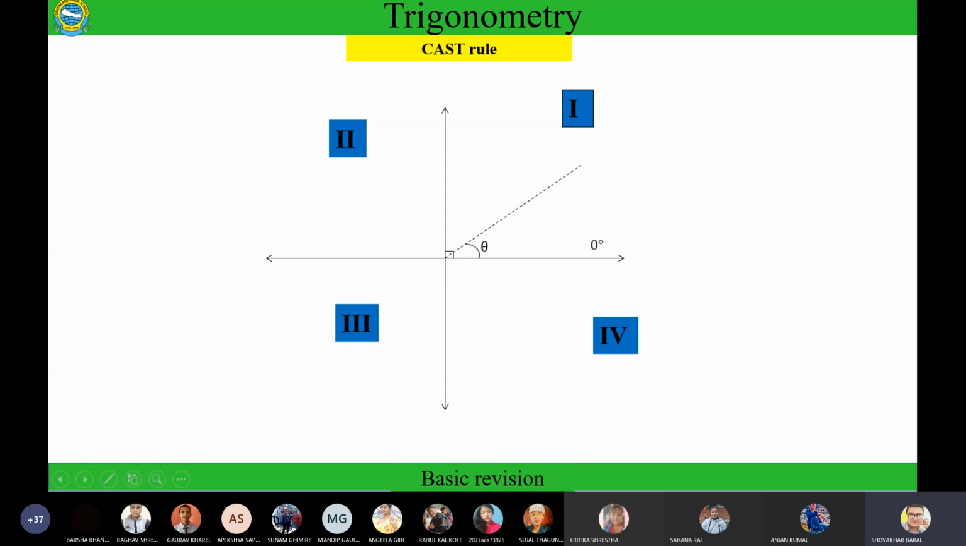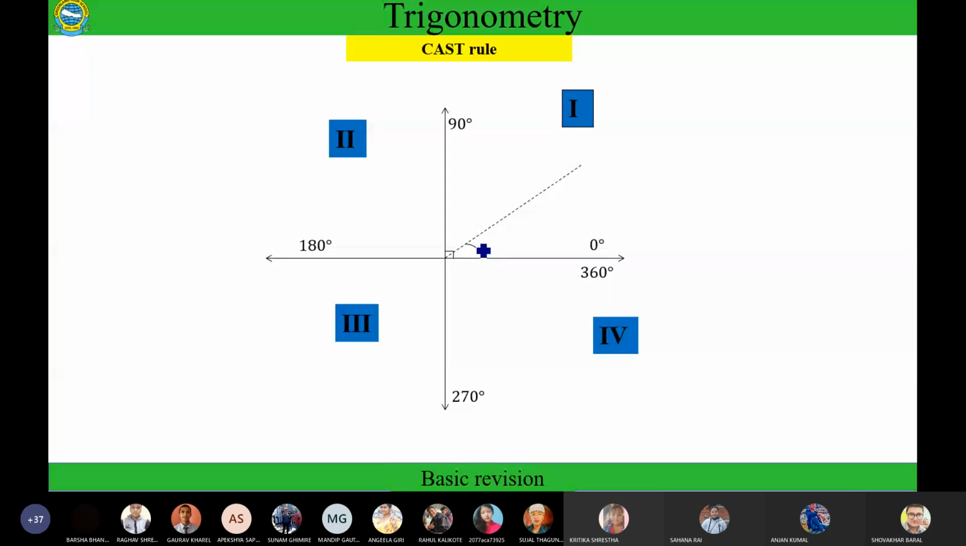Okay, so this is 0 degree. This line represents 90 degree. Next one 180 degree, because 90 will be added in each quadrant. Here this is the 180 degree. Next one will be 270 degree, and the last one will be 360 degree. And if this line completes the whole turn, then it will be 360 degree.